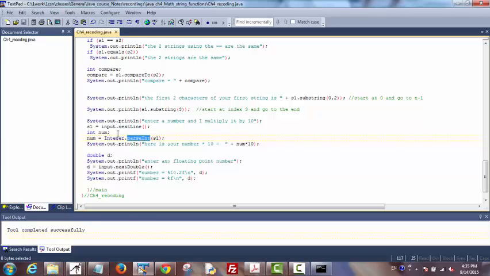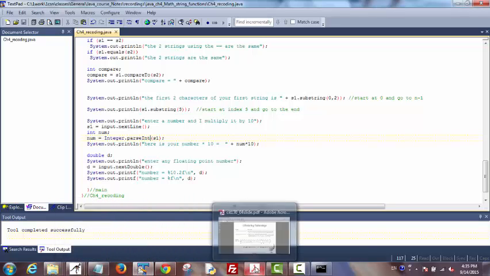Double, so if you wanted to convert to double, this would be Double.parseDouble with a capital D. Okay, so let's go back.